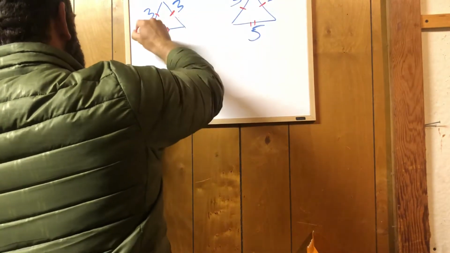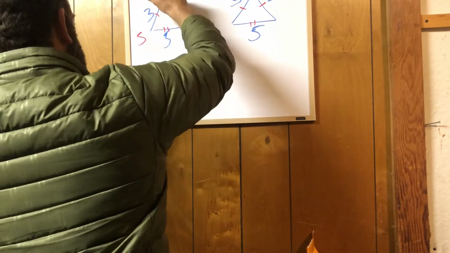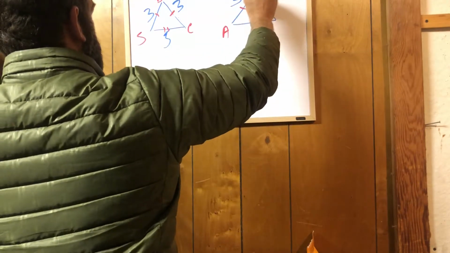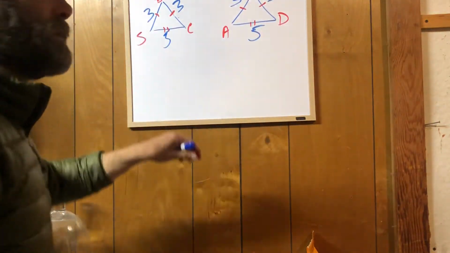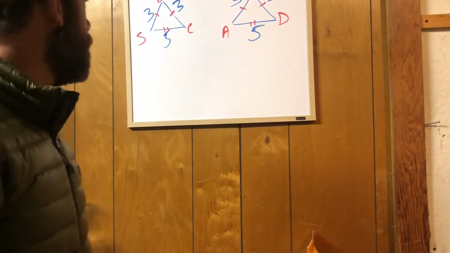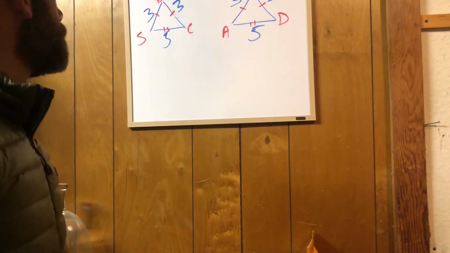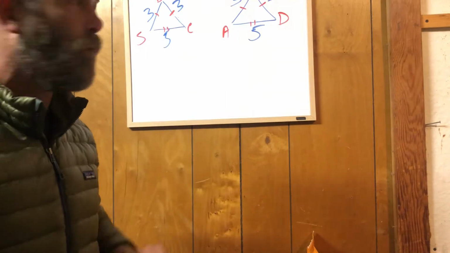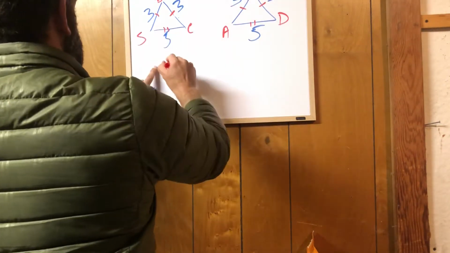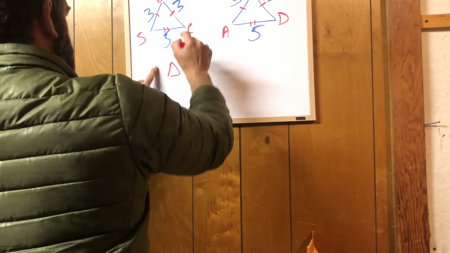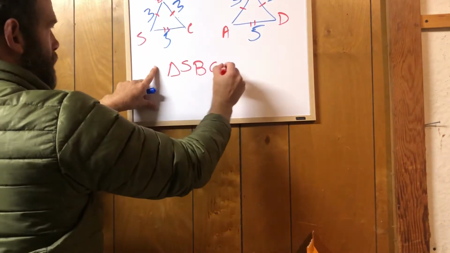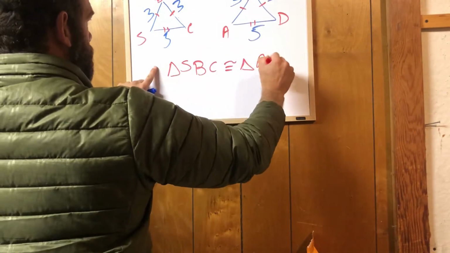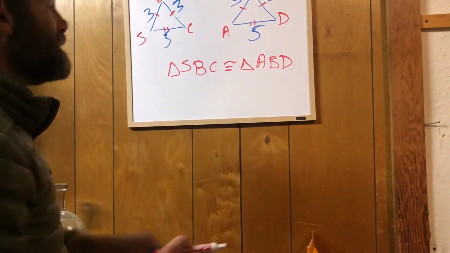So, side, I'm sorry, not side. Let's just say this is S, B, C, and this is A, B, D. These are the names of the vertex angles. So if I were to state a triangle congruent, I have to say it in the exact same order. Meaning, let's say triangle SBC is congruent to triangle ABD. I have to say it in this exact same order.